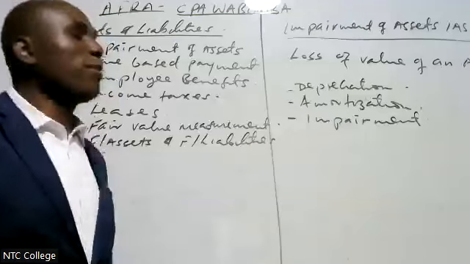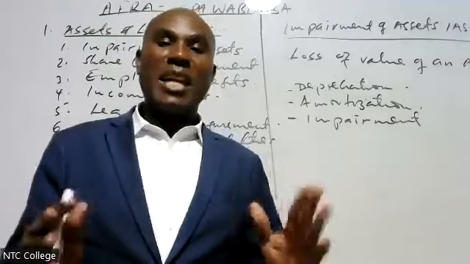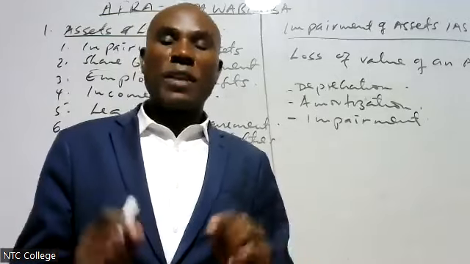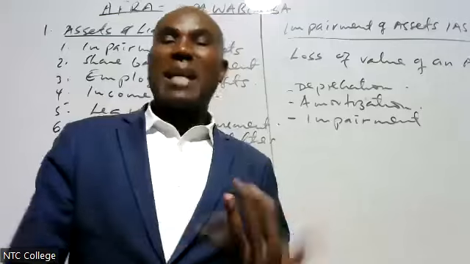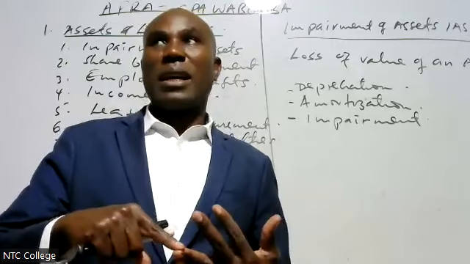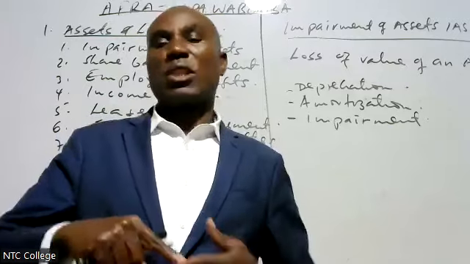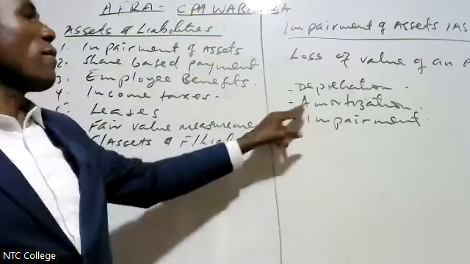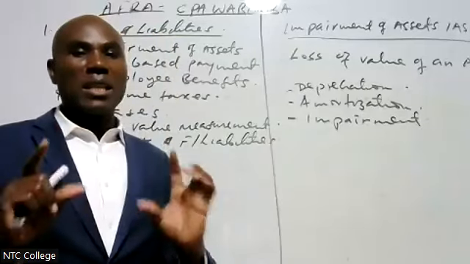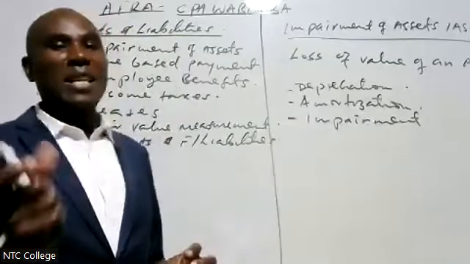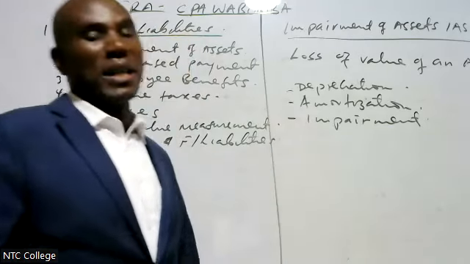But amortization is the loss of value of an intangible asset. Examples of intangible assets include patents, copyrights, franchise, and trademarks. Therefore, it's the loss of value, but attributed to an intangible asset that has no physical substance.